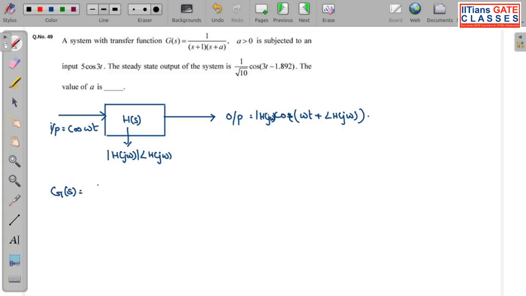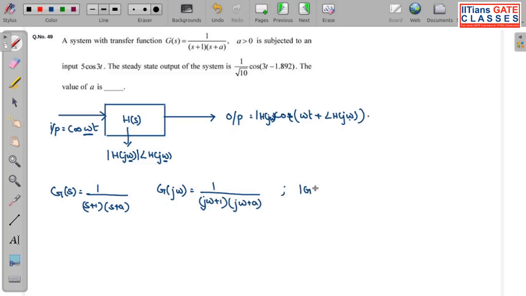G(s) is given as 1/((s+1)(s+A)). The omega of the transfer function is the applied angular frequency; these are the same. So if I want to calculate its magnitude and phase, G(j omega) will be 1 divided by (j omega + 1)(j omega + A).